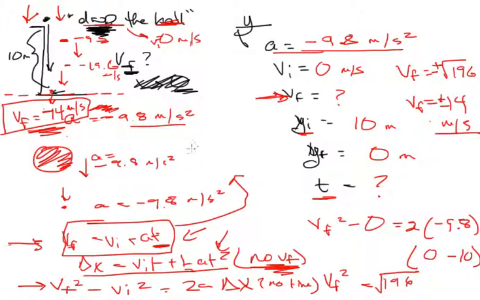So V final, which we just figured out, is negative 14. So let's get rid of the question mark. It is now negative 14. So V final equals V initial, 0, plus acceleration, negative 9.8, times time. So negative 14 divided by negative 9.8, whatever that is. I think it's about 1.5 seconds. So there you go.